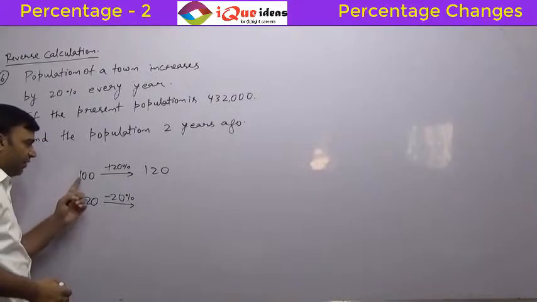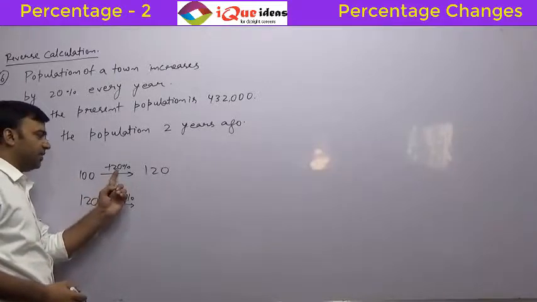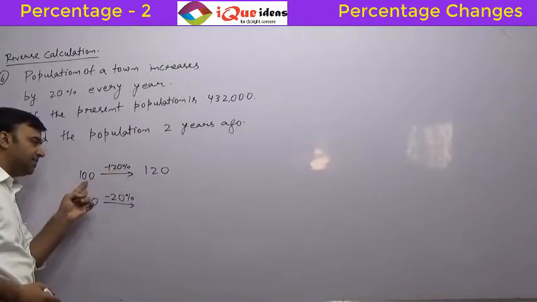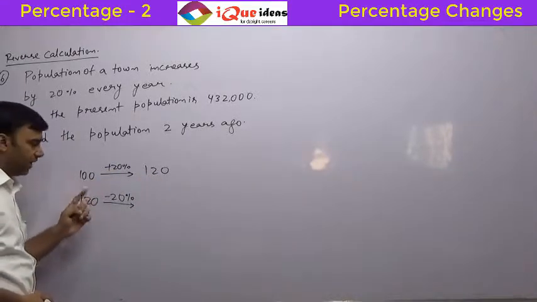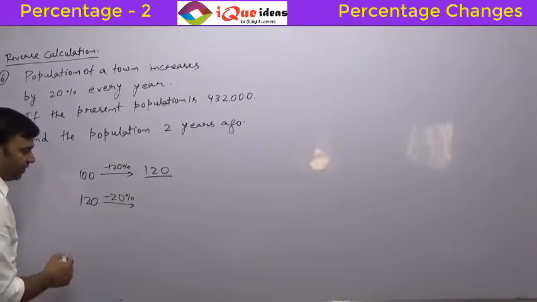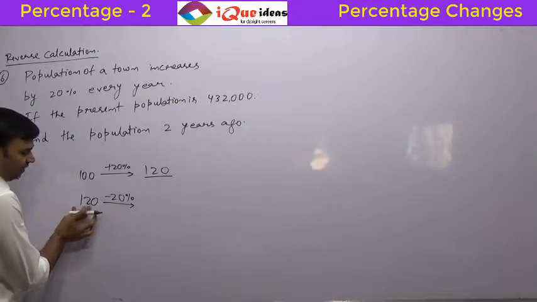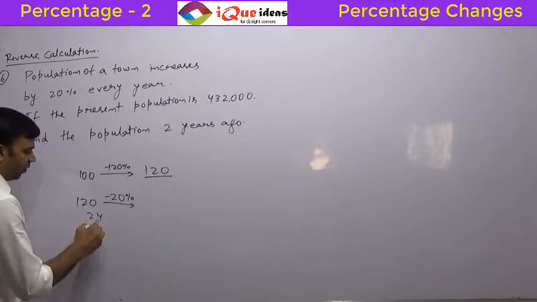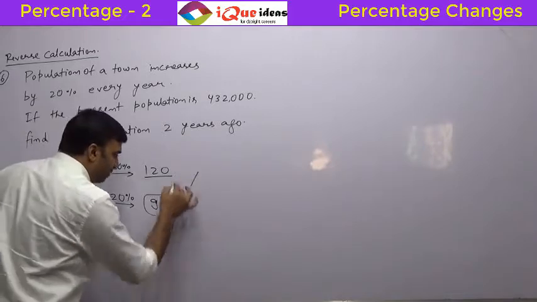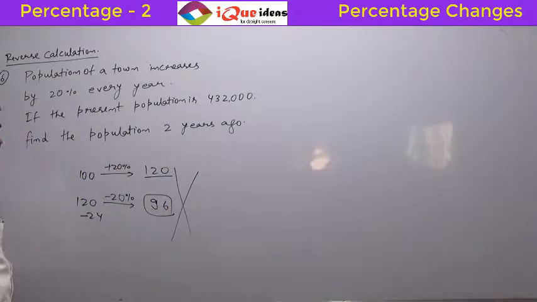I repeat, if you increase a certain value by a certain percentage, you get a new value. If you decrease this value by this percentage, will you get the original value? No. Be really careful here. Let's do that calculation. If I reduce 120 by 20%, what will happen? 10% of 120 is 12. So 20% will be 24. So if I subtract 24, I'll get 96. So the reverse calculation never happens in percentage directly.